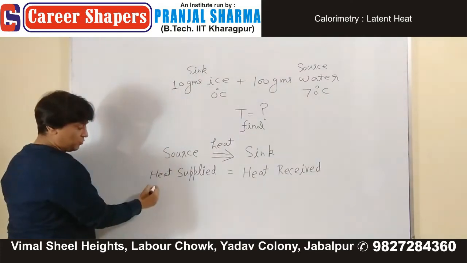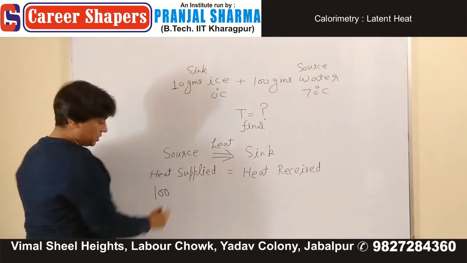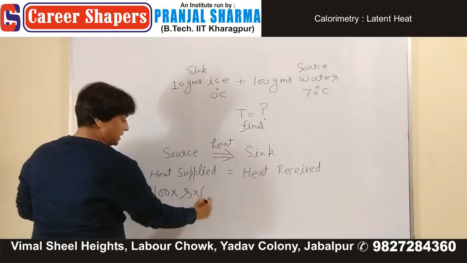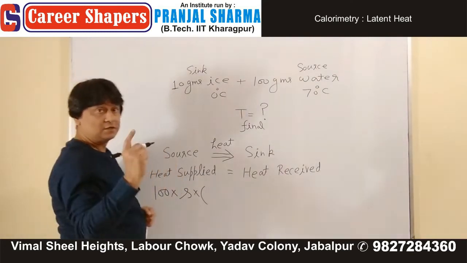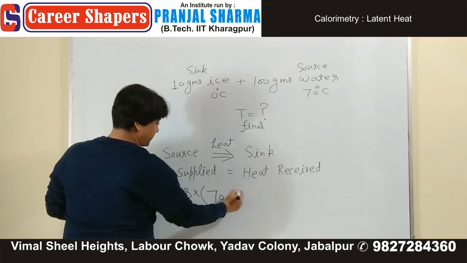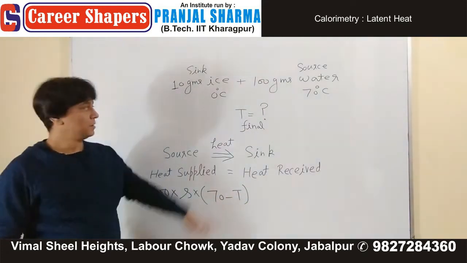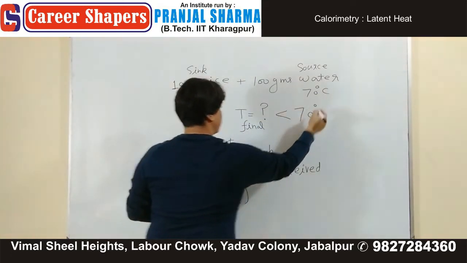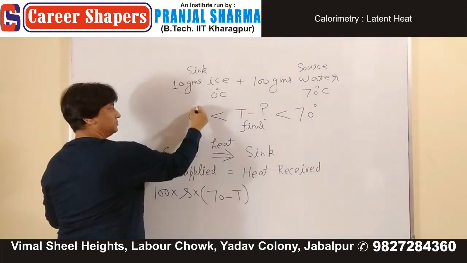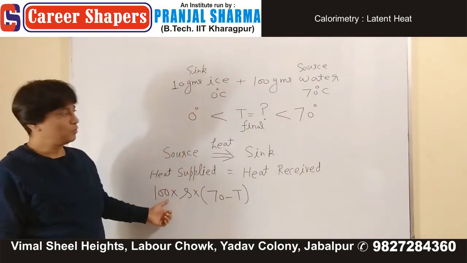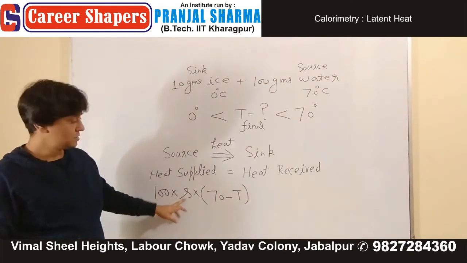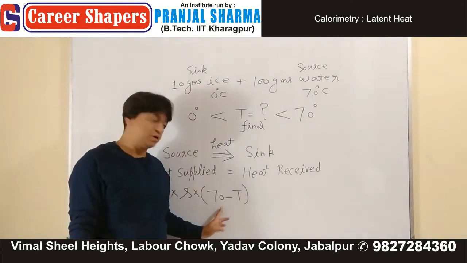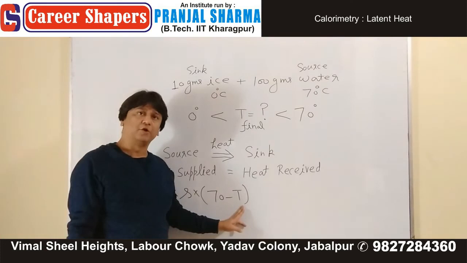So this 100 grams of water with specific heat S supplies heat such that temperature drops from 70 to T. Everybody knows that this T is going to lie between 70 and 0. 100 grams of water with specific heat capacity 1, temperature decreases from 70 to T. Always remember, from the large temperature subtract the smaller value of temperature.